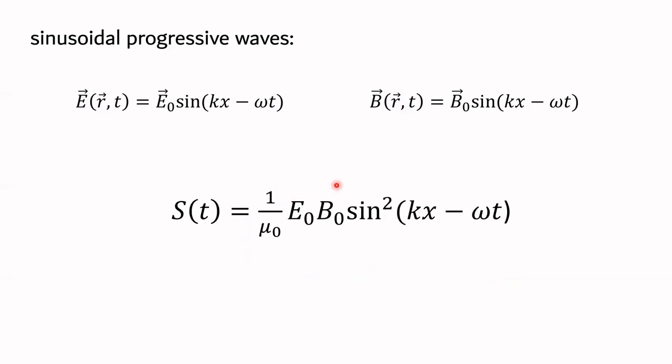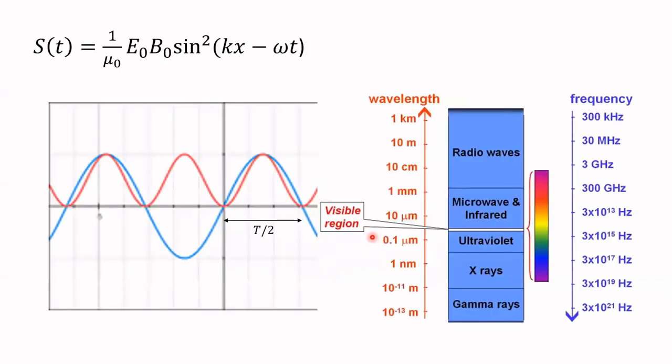See how there's no vector symbols? This is the magnitude, and it clearly depends on time. In fact, that time dependence involves the square of a sine function. What does the square of the sine function look like? Well, if the blue curve is a sine wave, the red curve is sine squared. See how it turns all the negative values into positive values?